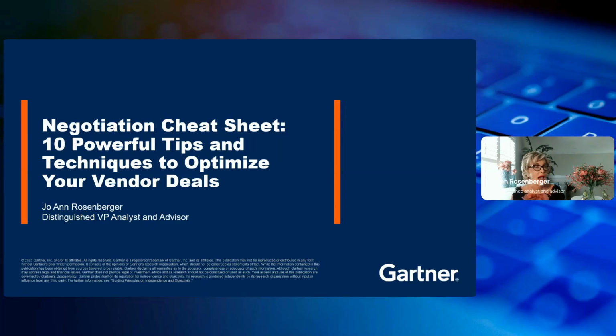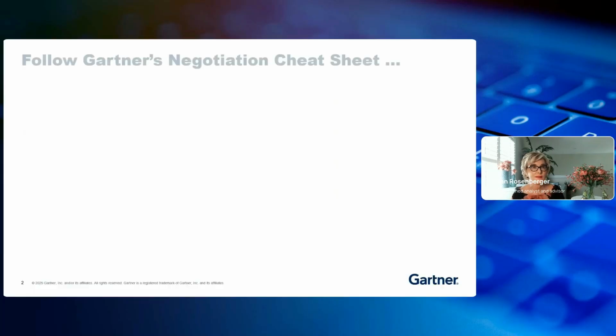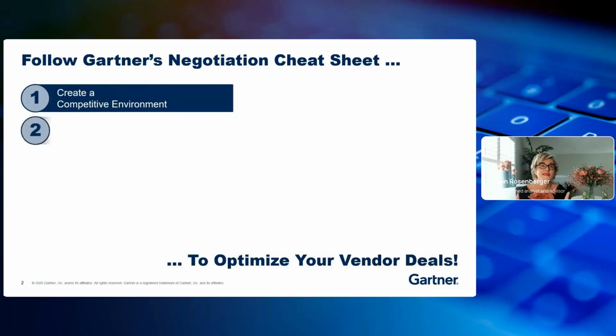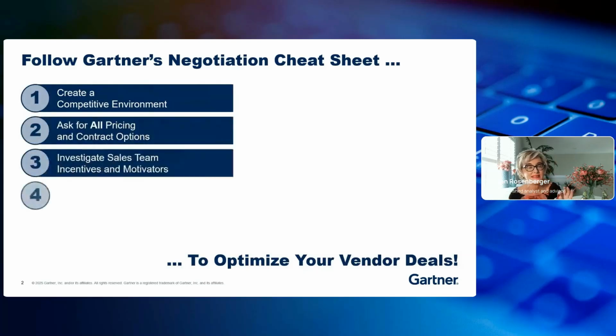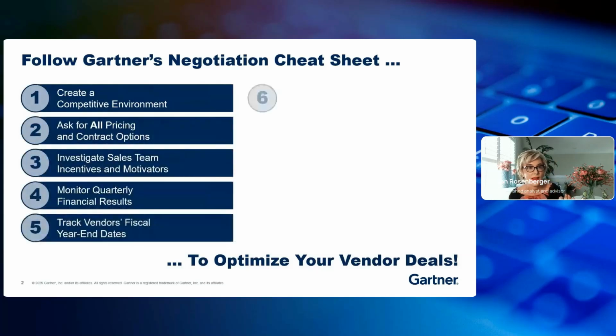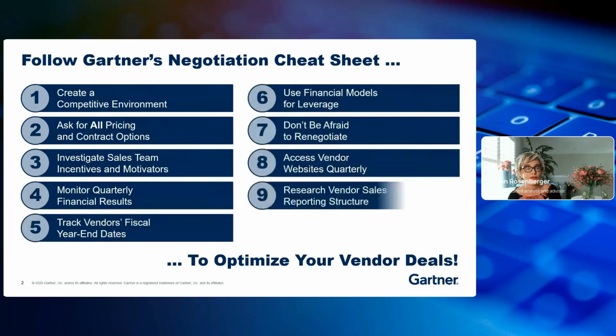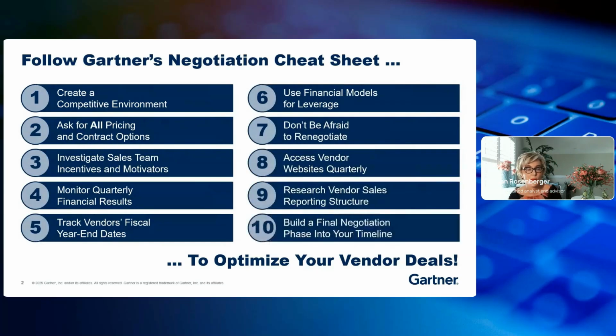So with that, I'm going to make it nice and easy. We're going to walk through the cheat sheet. And this cheat sheet is comprised of 10 tips and techniques. I'm going to call these tips and techniques the TNTs going forward. And like I said, we're going to make it nice and simple. I'm going to walk through each one by one. Okay, let's get started with cheat sheet item number 1, TNT number 1.